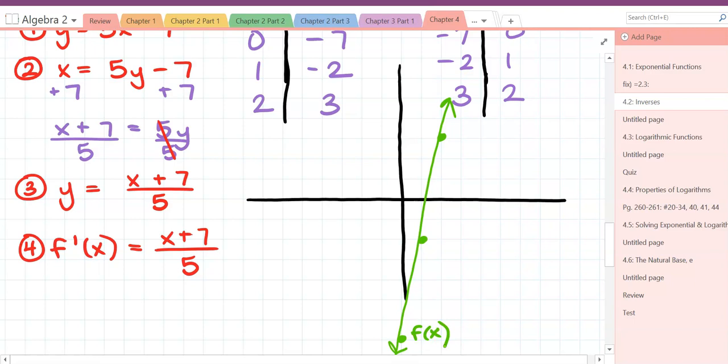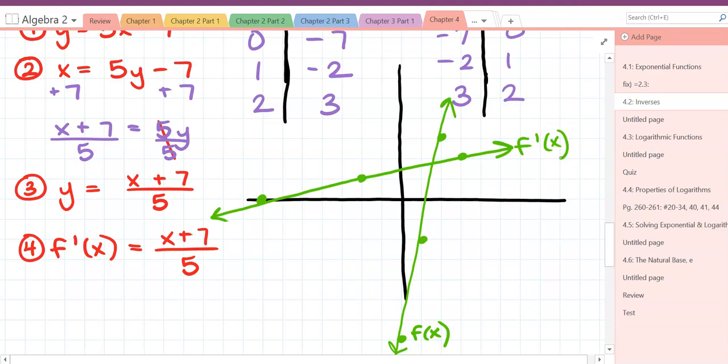Okay, now the second one, we started at -7, 0. So that's going to go to the left 7. -2, 1, and then 3, 2. Okay, and that's my new one, f prime of x.